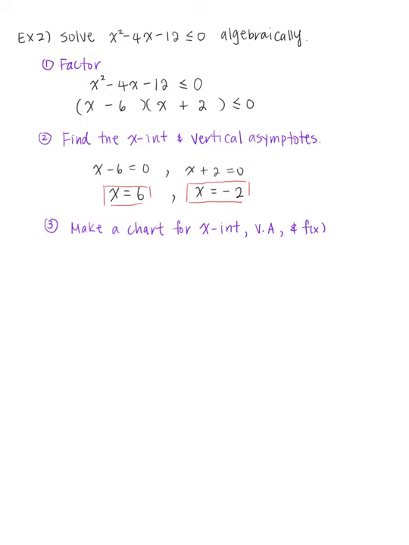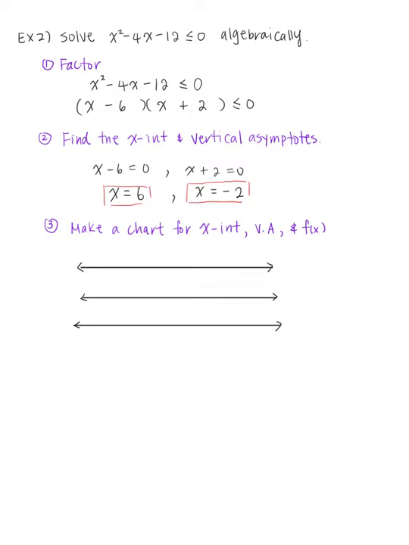Step 3, make a chart for all the x-intercepts, vertical asymptotes, and f of x. All right, so this is what's going to happen. Notice that our whole entire function is the product of x minus 6 times x plus 2, right? And then we're able to squeeze out the x-intercepts by using x minus 6 equals 0 and x plus 2 equals 0.